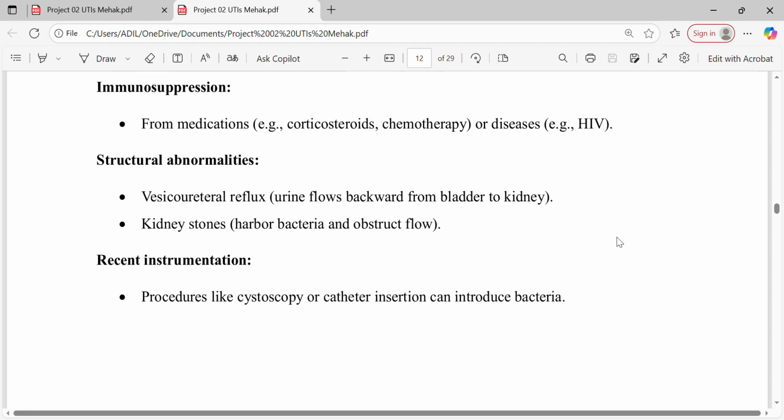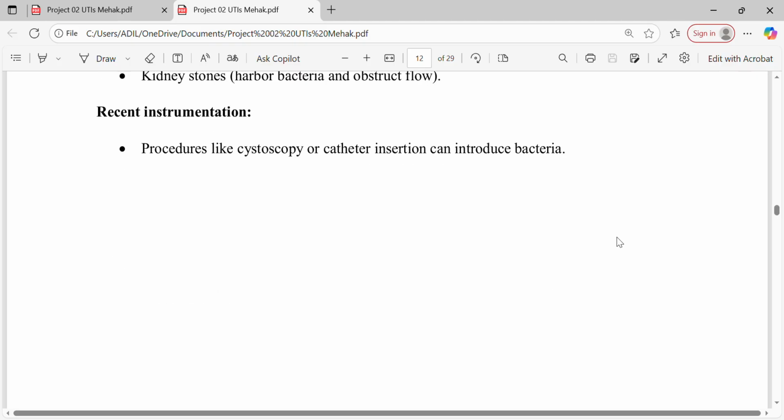Structural abnormalities. Vesicoureteral reflux: urine flows backward from the bladder to the kidney. Kidney stones harbor bacteria and obstruct flow. Recent instrumentation. Procedures like cystoscopy or catheter insertion can introduce bacteria.